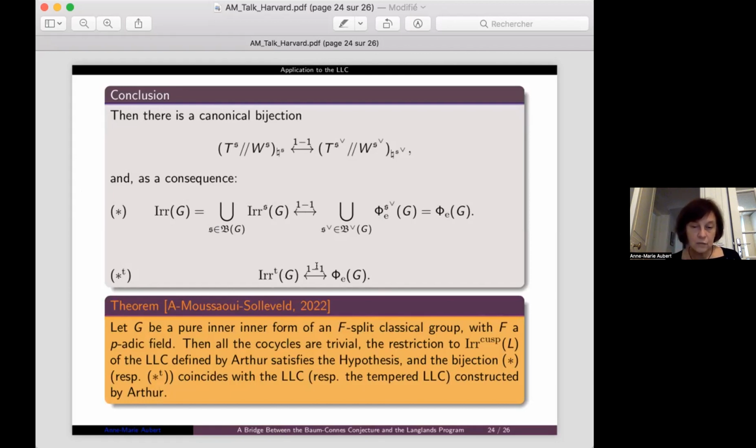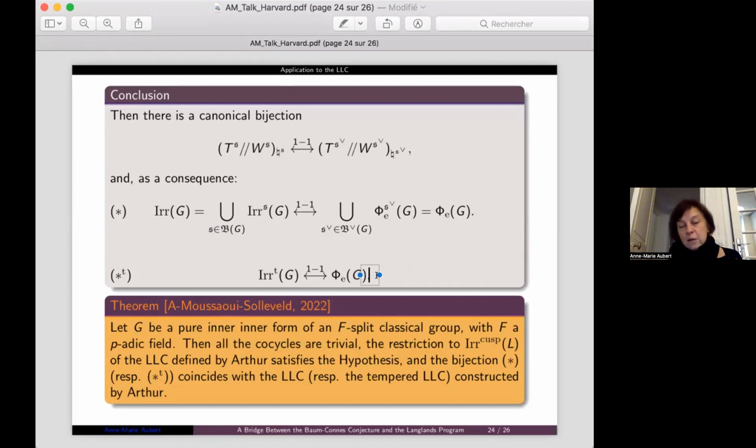Oh, there is something wrong. On the right here, it, of course, is not Phi, it's Phi bounded, because when you take the tempered, you just want the bounded parameters. So we get the bijection.